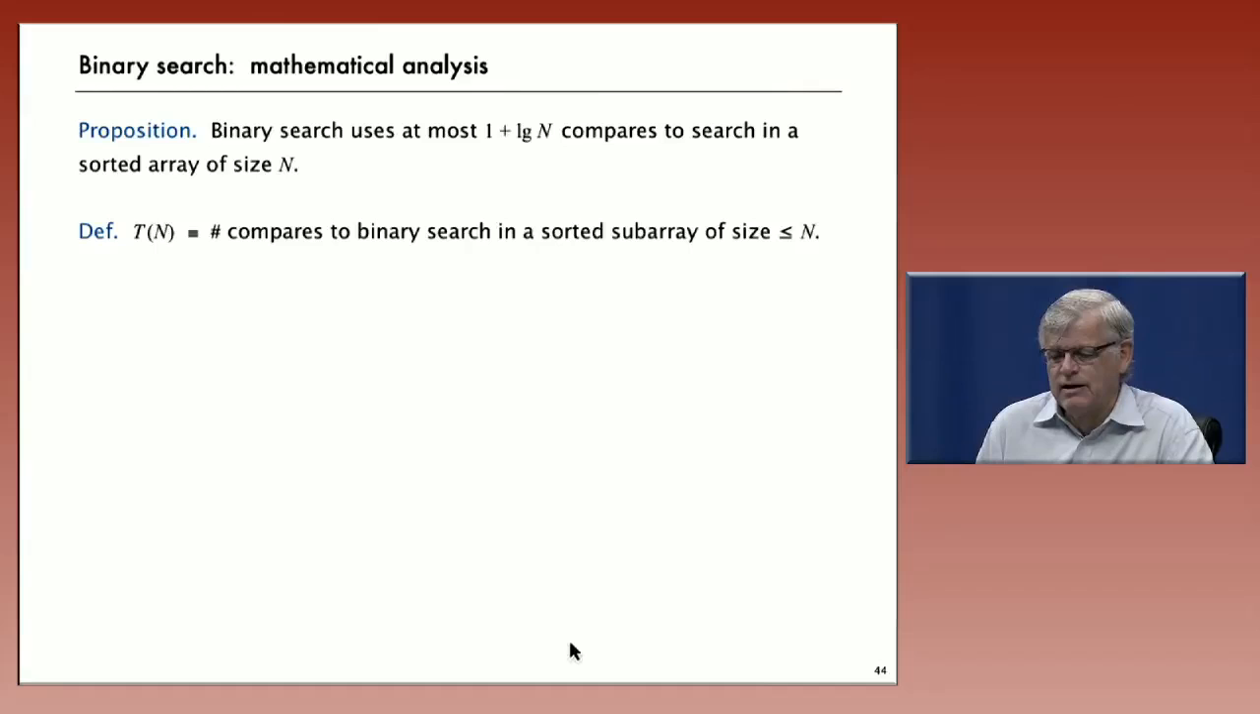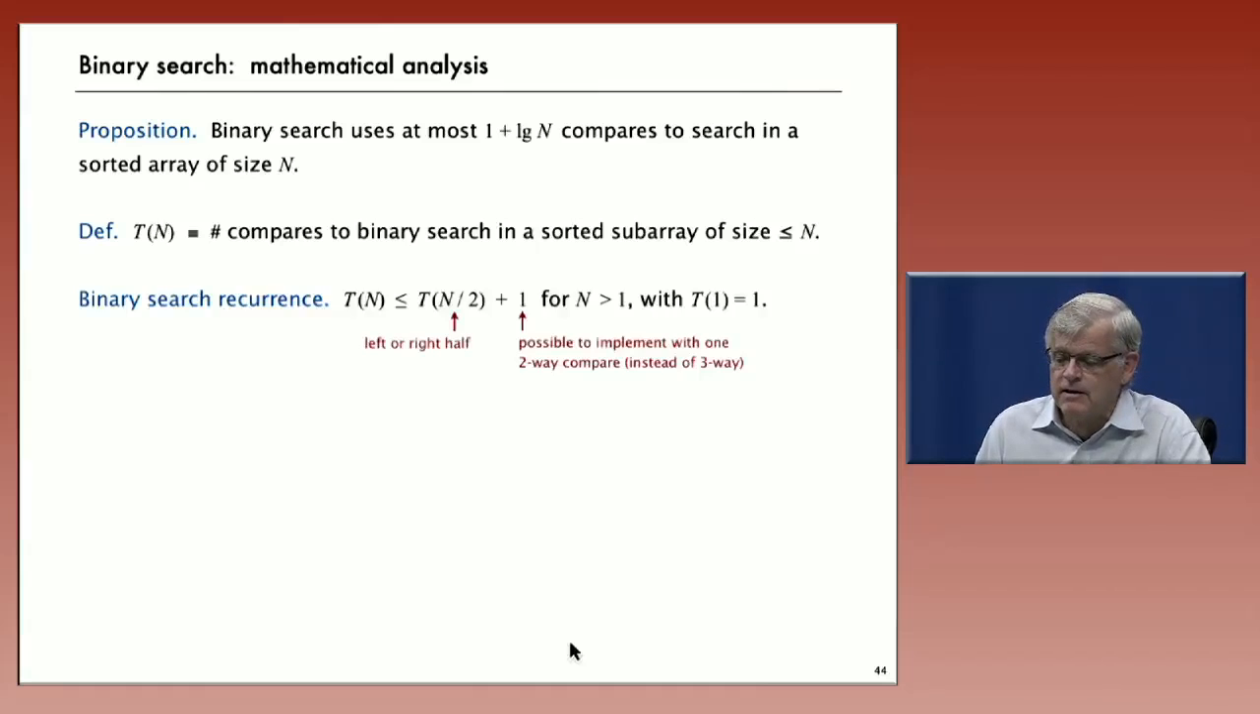So it says that binary search uses at most 1 plus log base 2 of n compares to complete a search in a sorted array of size n. So we set up the problem by defining a variable T(n), which is the number of compares that binary search is going to need for an array of size n. And then we write down a recurrence relation that reflects the code.